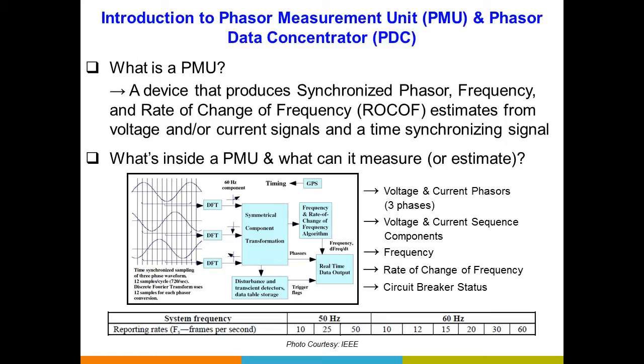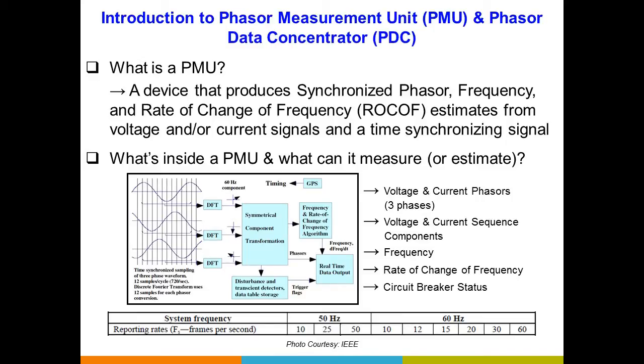Now these quantities which are estimated by the PMU come at a particular rate, which is called the reporting rate. And it turns out that for a 50 Hertz system this reporting rate is a bit different from the 60 Hertz system. In the 60 Hertz system, for example in the US, the reporting rate, that means the frequency at which the data is being output by the PMUs, can vary from 10 frames per second to 12 frames per second, to 15, 20, 30, or even 60 frames a second. So that's how fast the data can be obtained from the PMU.